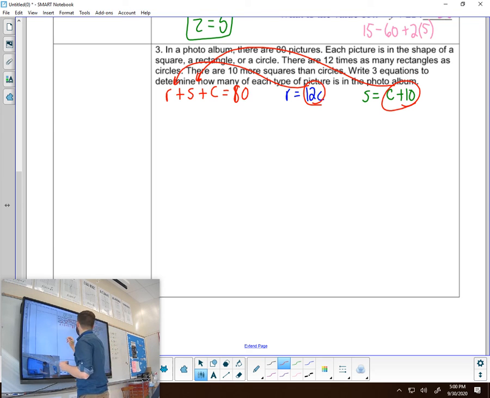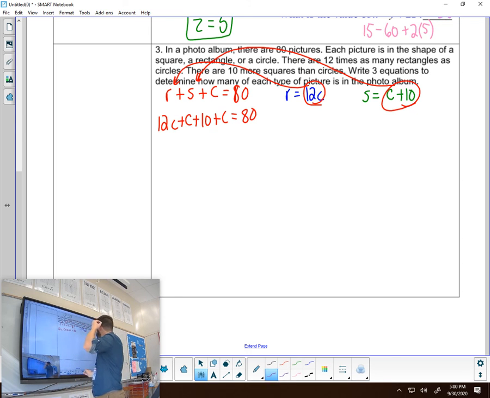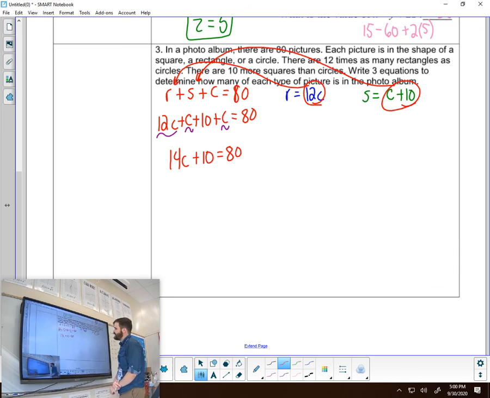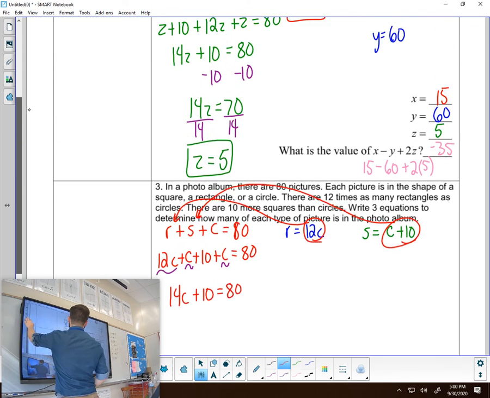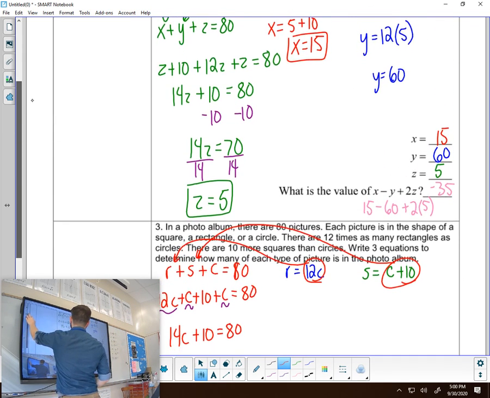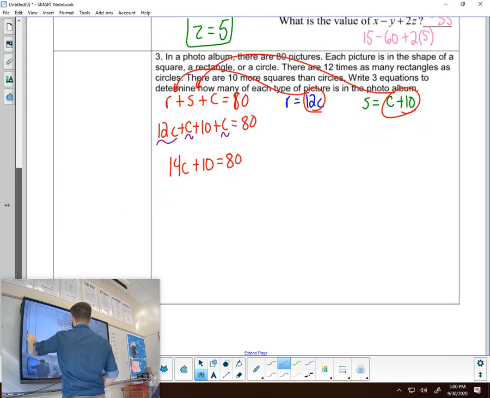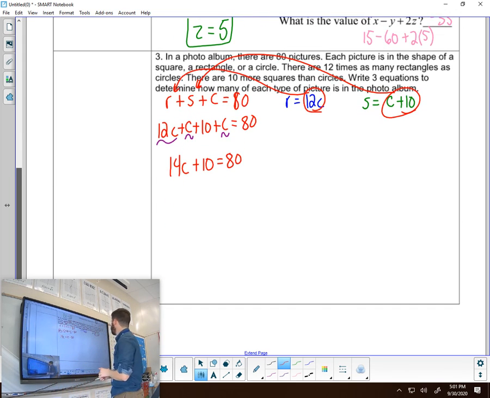So it's going to be 12C plus C plus 10 plus C equals 80. So let's combine like terms. 12C and 1C and 1C are all like terms, and that's going to give me 14C. So once again, we're going to get 14C plus 10 equals 80. I feel like we have seen this before. Ooh, we have. Don't let that scare you. It's just going to mean that we're going to get a very similar answer, right?